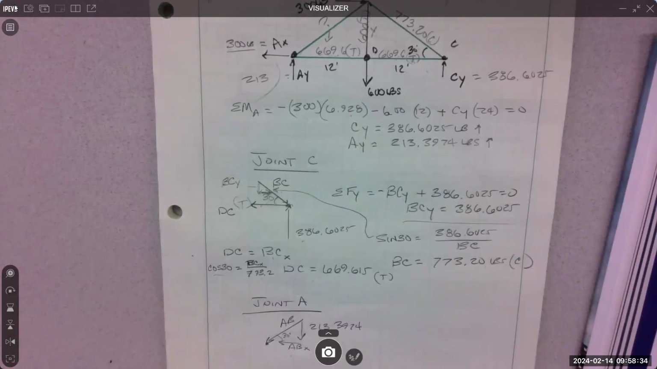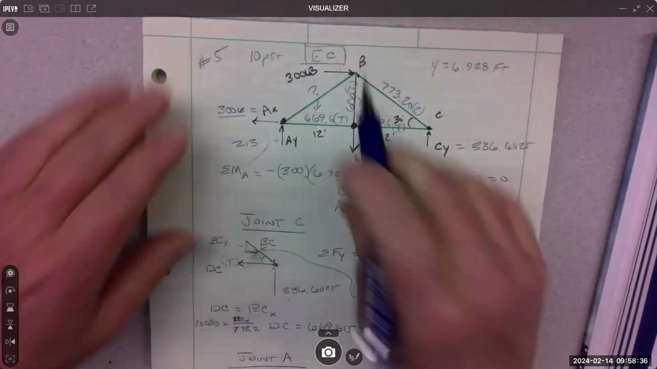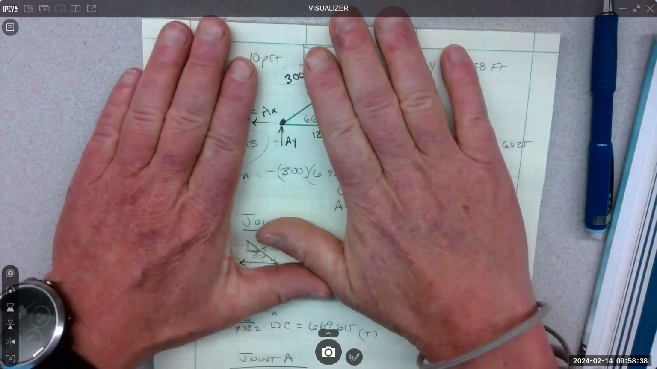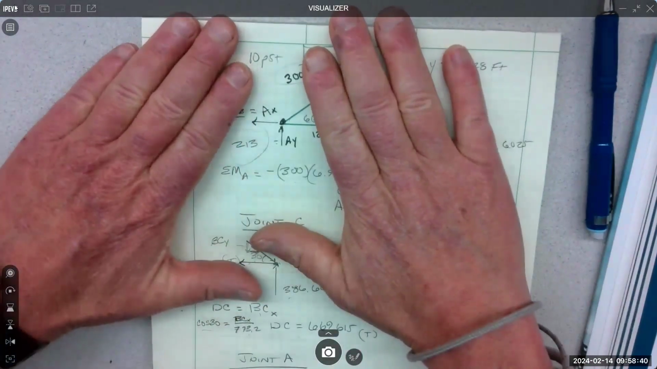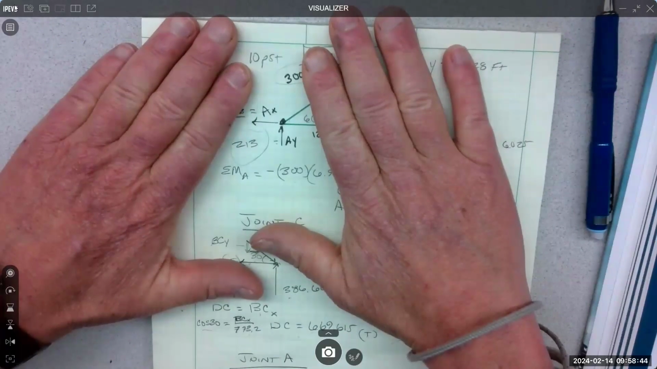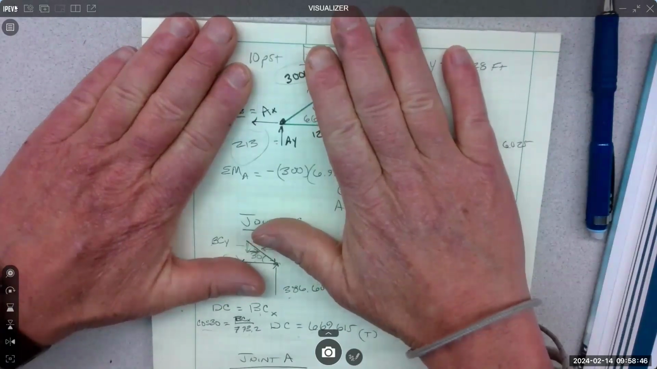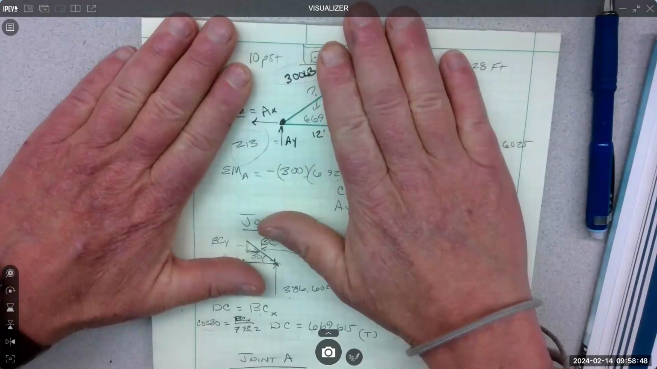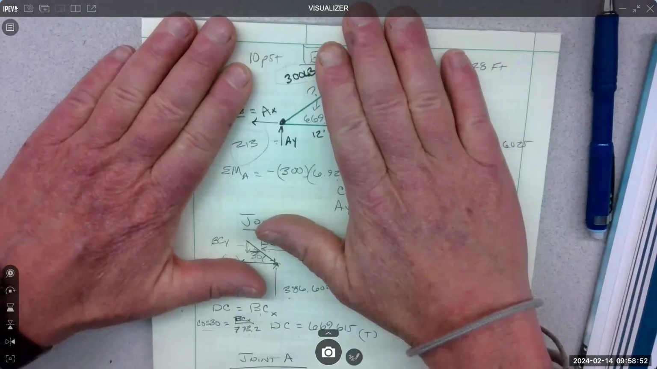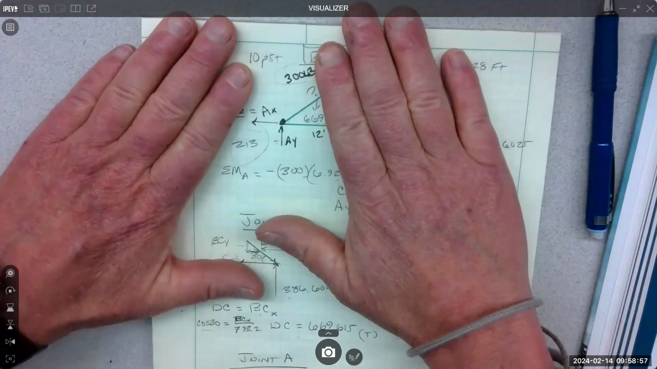The 213. So if I look at just this joint, AY is 213. What's the only other Y force? Yeah, the Y component of AB. Oh, I see, okay. Yeah, so those have to be equal and opposite.